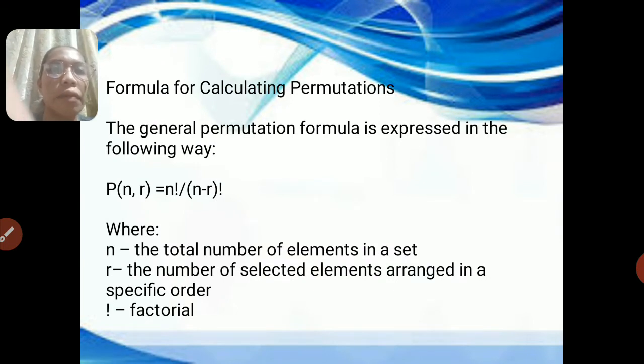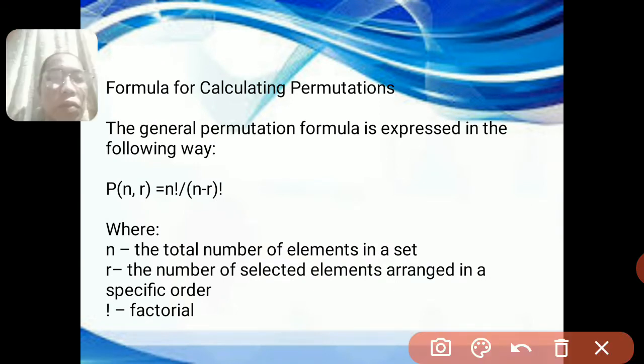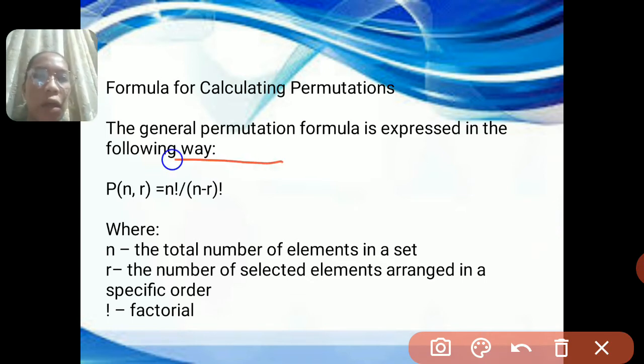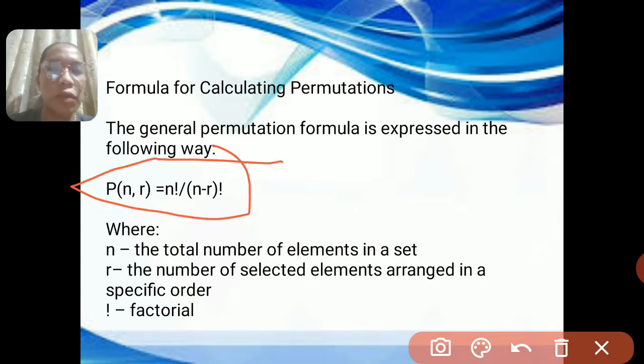The formula for calculating permutation. So this is the formula for calculating permutation: P(n, r) equals n factorial divided by (n minus r) factorial, where n is the total number of elements in a set, and r is the number of selected elements arranged in a specific order. The exclamation mark here is factorial.